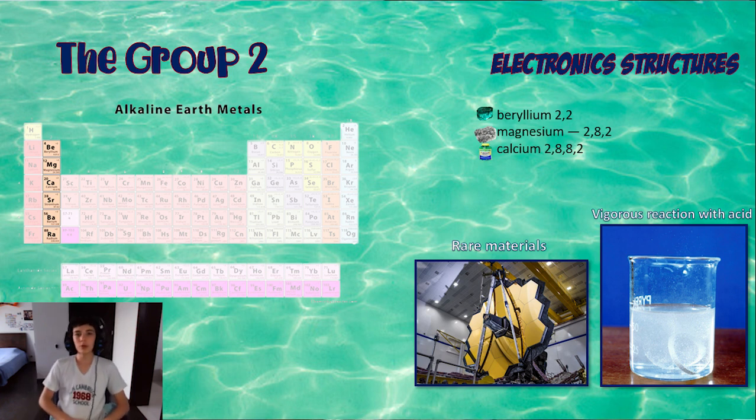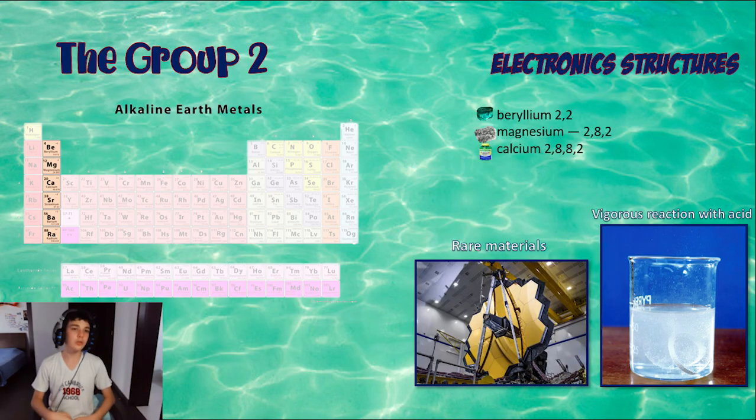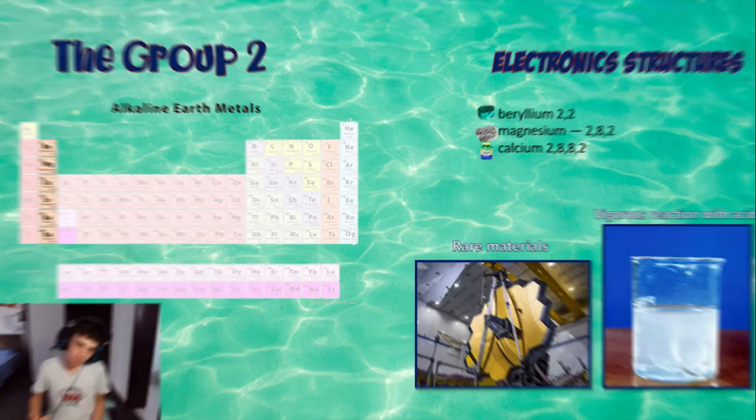So all of these are rare elements, such as beryllium that is used to make parts of the space telescope. Also, the group 2 have electron structures, for example beryllium, magnesium, and calcium, but all the elements of this group only have 2 electrons in the outermost, because they have similar properties, like that they have a low melting point and that all of them have the same reaction with acid, like if you put calcium in acid that converts vigorous.